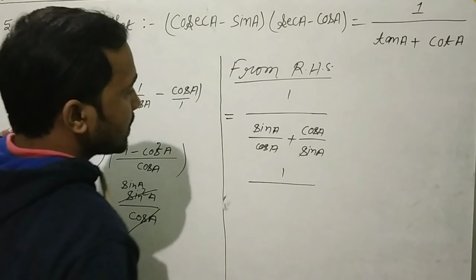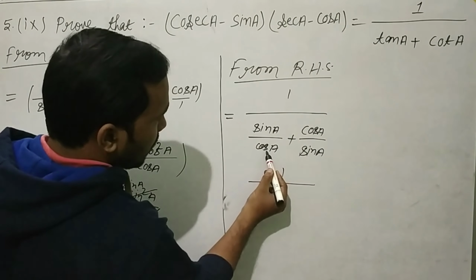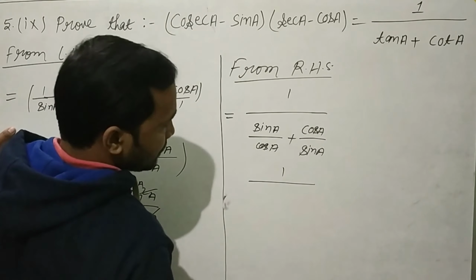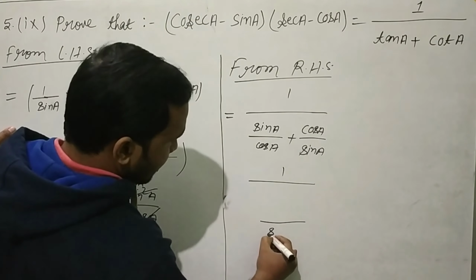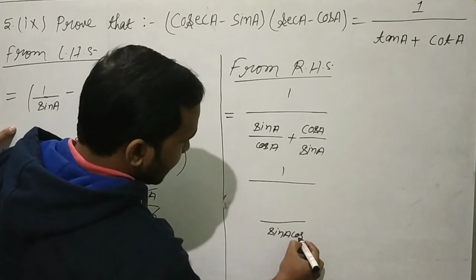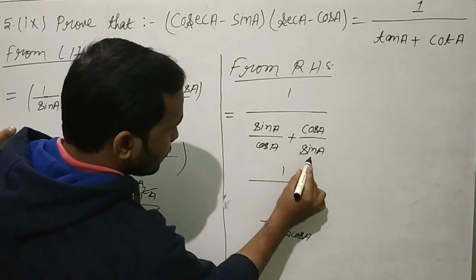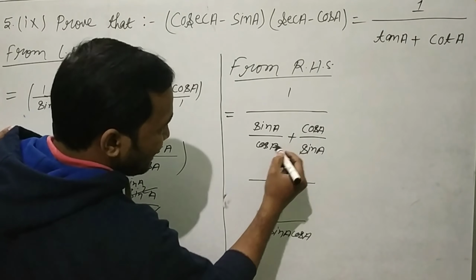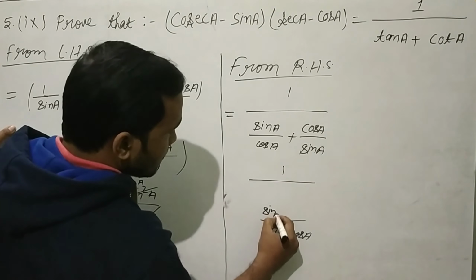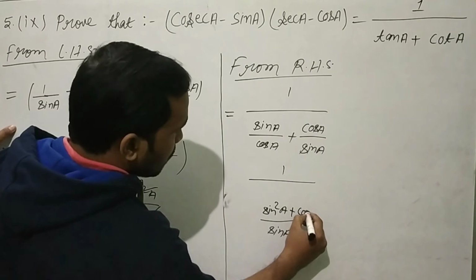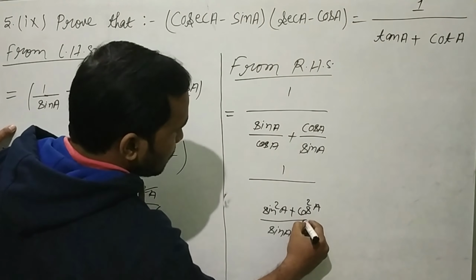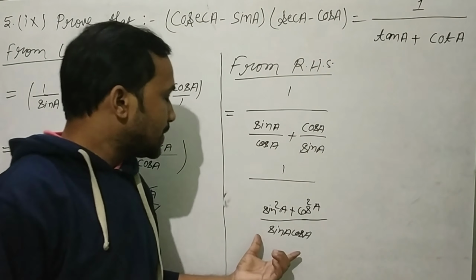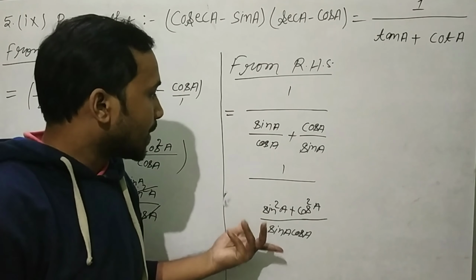Write this one in the numerator part, and what is the LCM of cos A and sin A? Sin A into cos A will be the LCM of cos A and sin A. You have to solve this, and you will get sin square A plus cos square A. Many students may have problems, so let me teach you again.